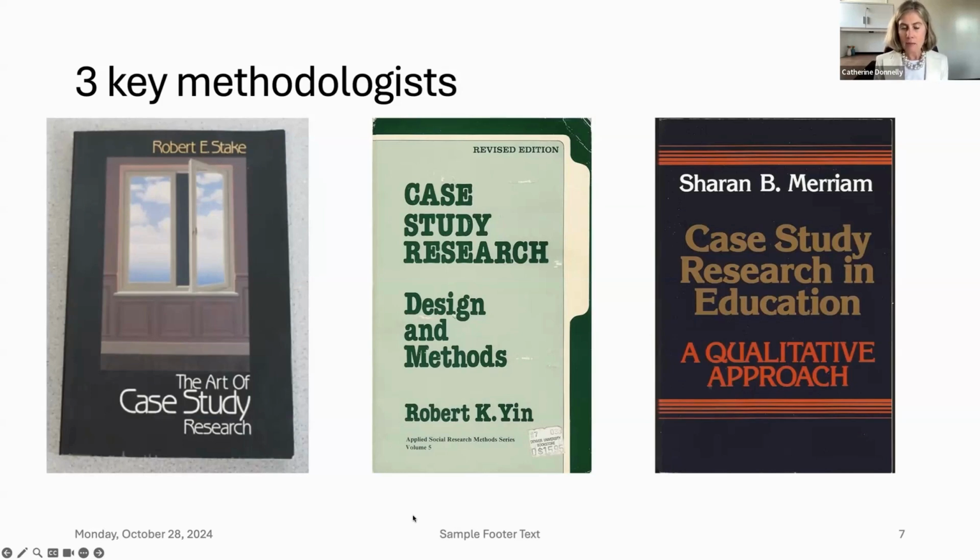pragmatic myself, and he is much more about meticulously planning your design, your method, your approach, laying out your propositions and thinking about how your data aligns with those propositions, and pattern matching. So much more quantitative in his lens. And then you've got Merriam, who is that middle ground between them. She is much more qualitative, but has much more of a description of the how-to approach to case studies, whereas Stake is much more philosophical in his writings about the case study.